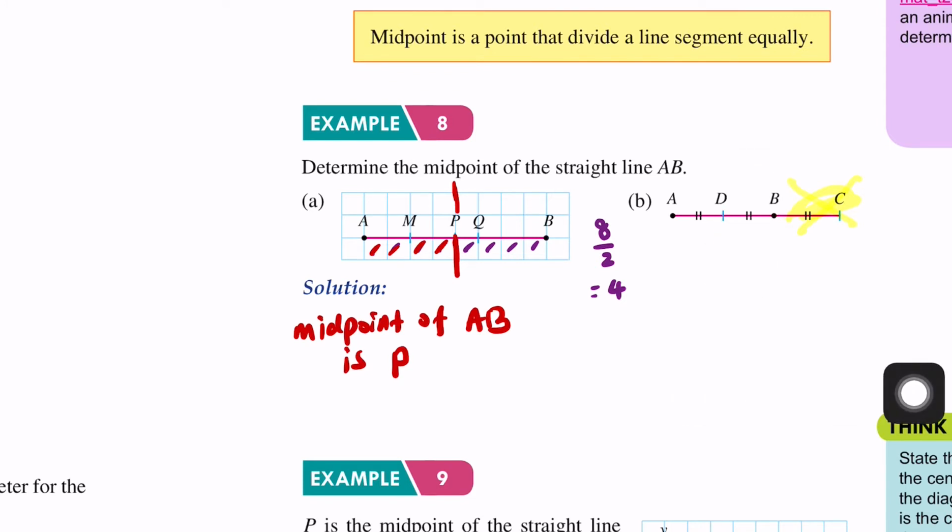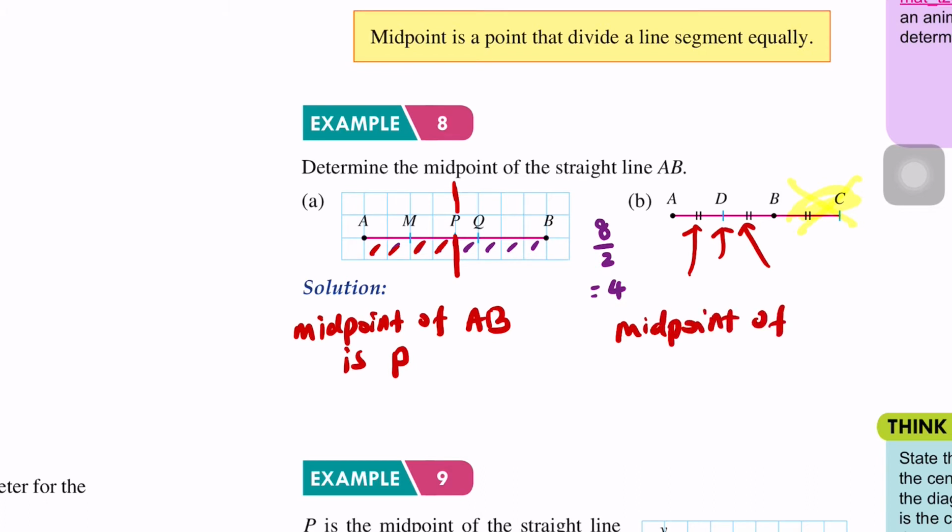D in the middle, and then you can see that there are these two symbols. What do these two symbols mean? These two symbols mean the length of AD and DB is the same, equal. So it shows that D is our midpoint. So we can write midpoint of AB is D, tengah-tengah dia.